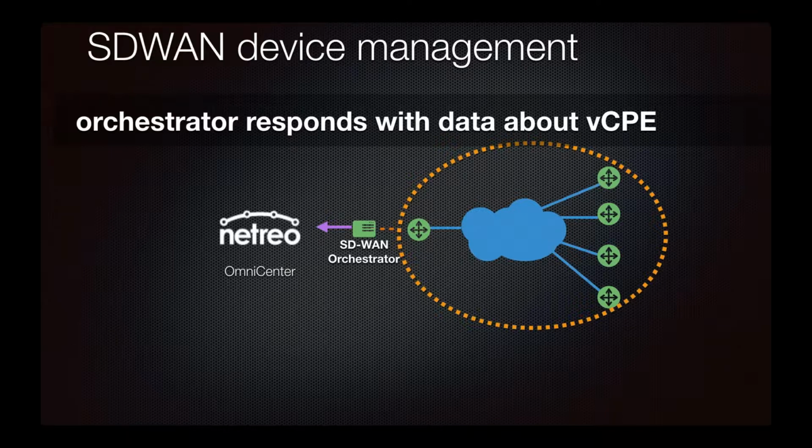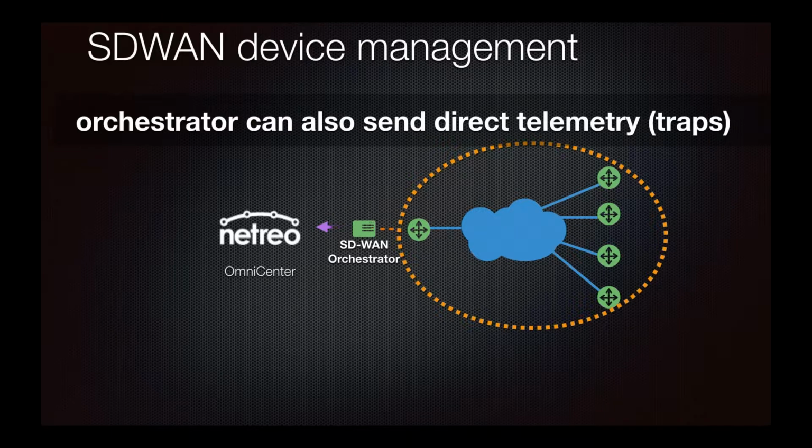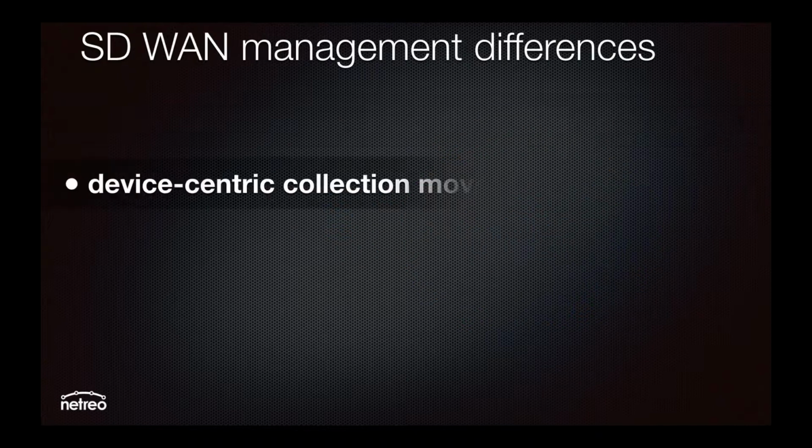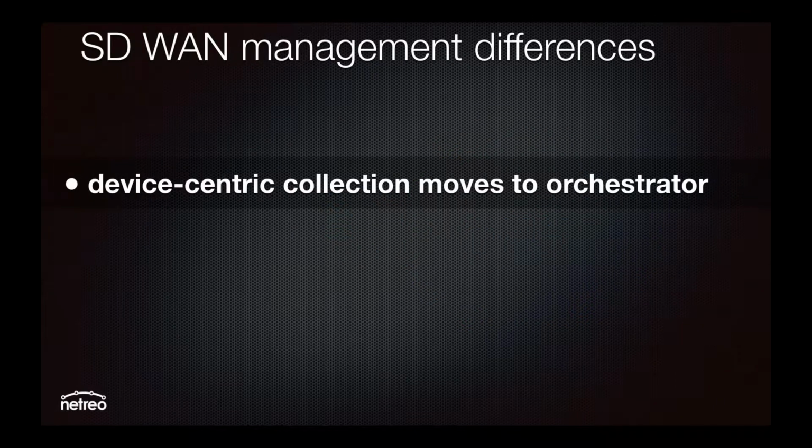Orchestrators can also send directly to the management system using trap-like mechanisms, but these are very inconsistent between vendors, and setup can be a problem with firewalls. So as we've seen, in an SD-WAN, the device-centric collection model migrates most of the telemetry data to API collection from the orchestrator. For this reason, it's critical to find out which APIs the vendor supports and what data they make available.